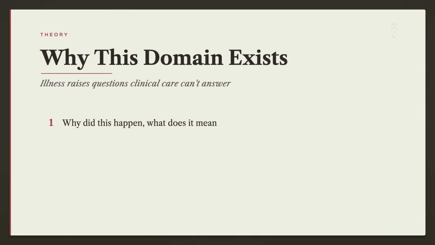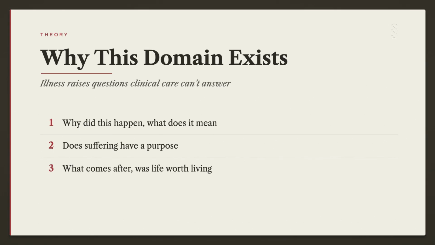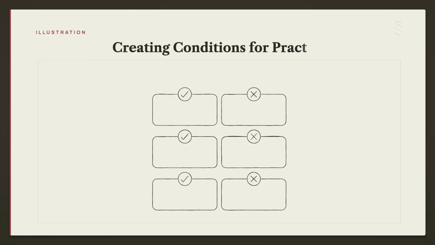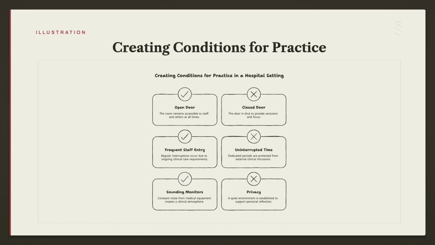Serious illness raises questions no clinical intervention addresses. Why this happened, what it means, whether suffering has purpose, and whether a life has been worth living. Nursing frameworks recognize that ignoring these questions leaves part of the person outside the scope of care. Spiritual distress measurably correlates with poorer coping, higher anxiety, and reduced treatment adherence. The mechanism of support is about creating conditions, not supplying content.